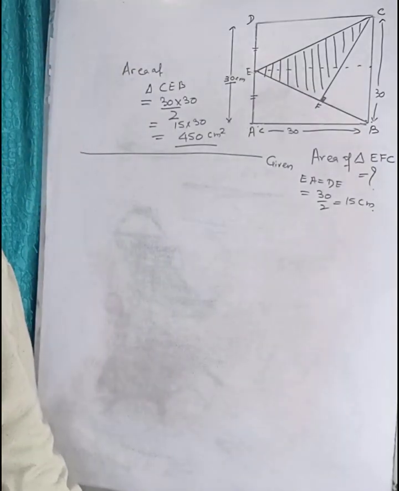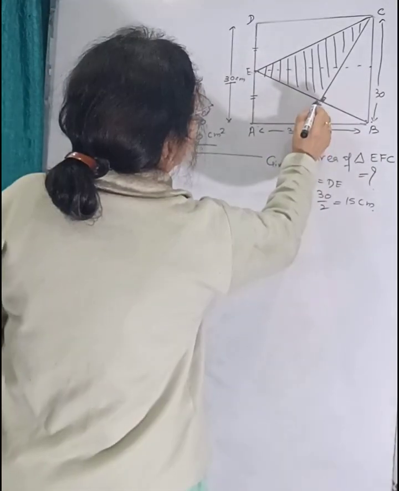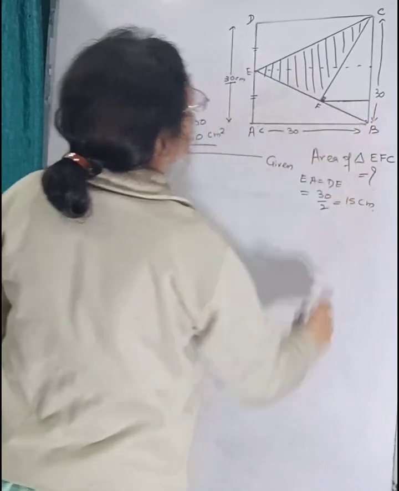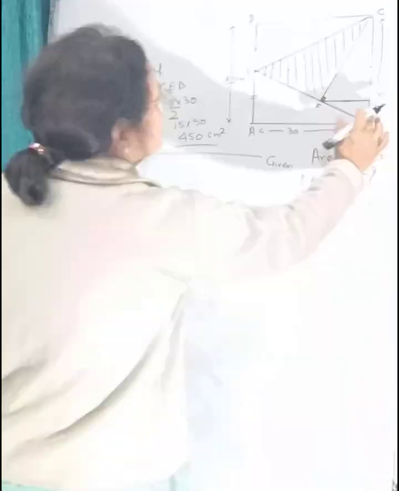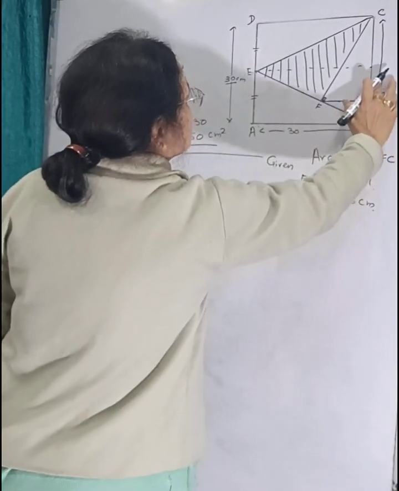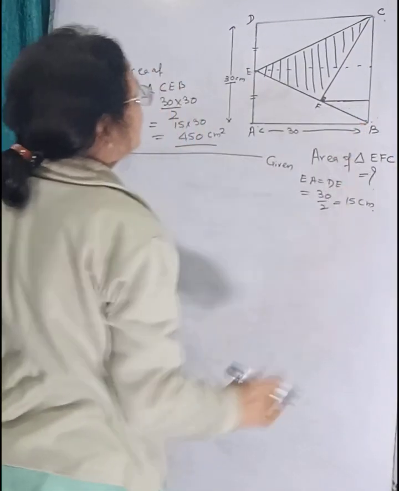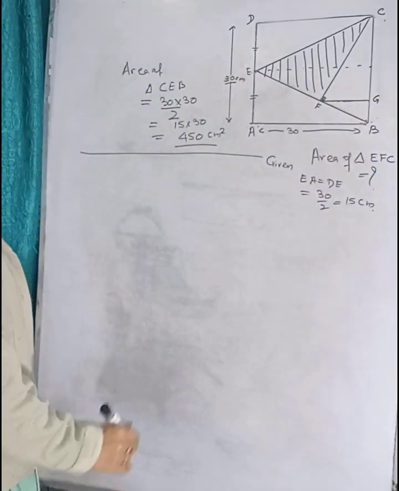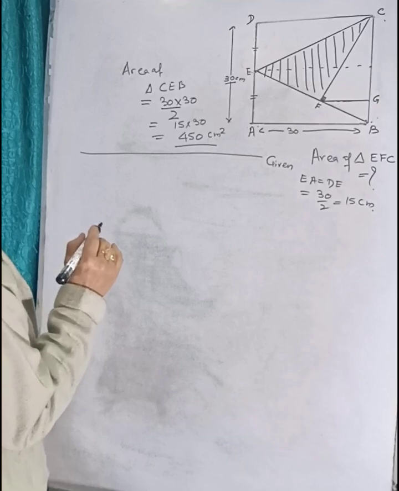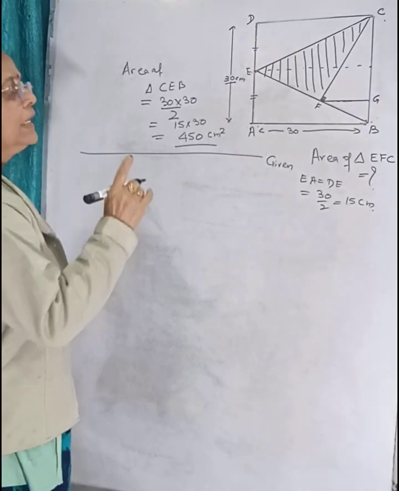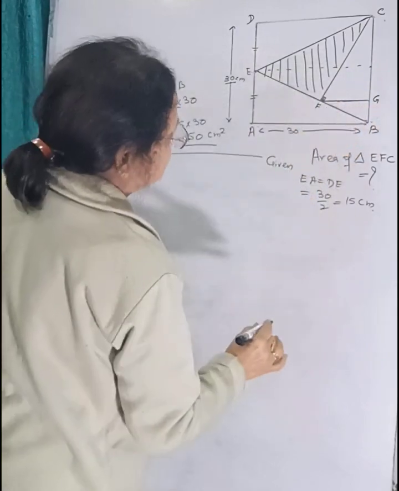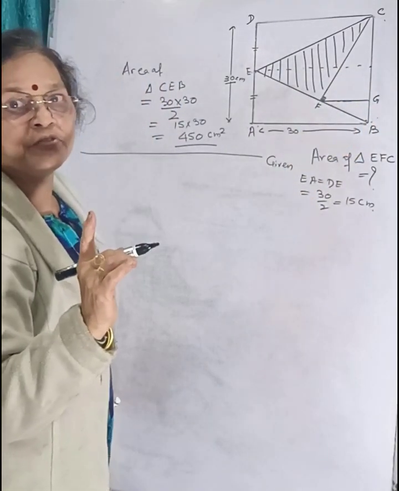In order to find this area, we should drop the perpendicular. From here we drop a perpendicular. Let us suppose this point is G. So FG will be the height of this triangle and the area will be equal to CB into FG by 2. First of all, we have to find FG.